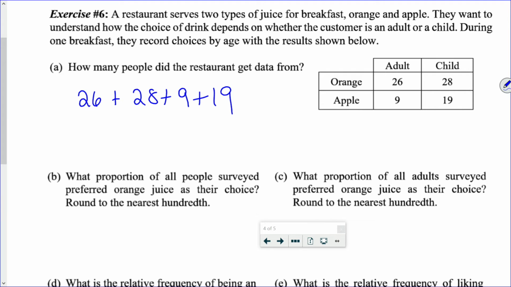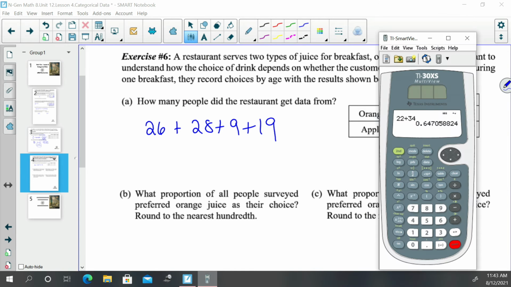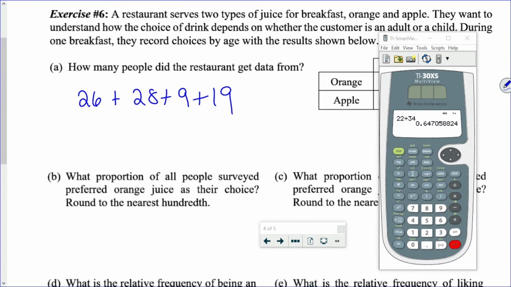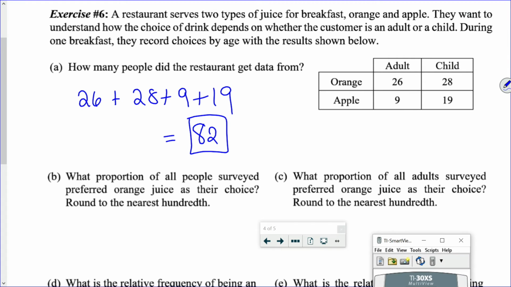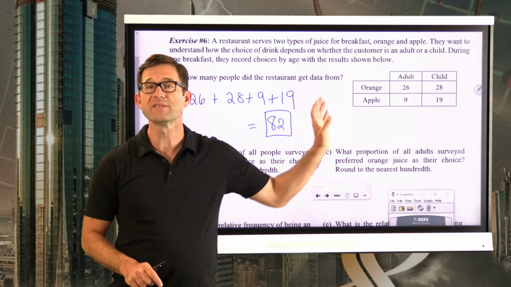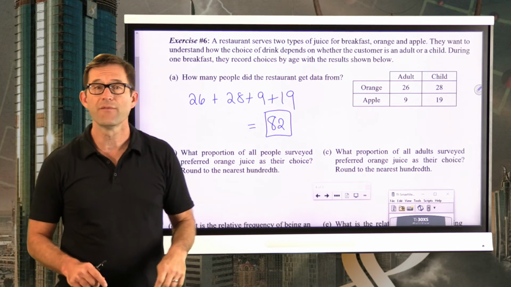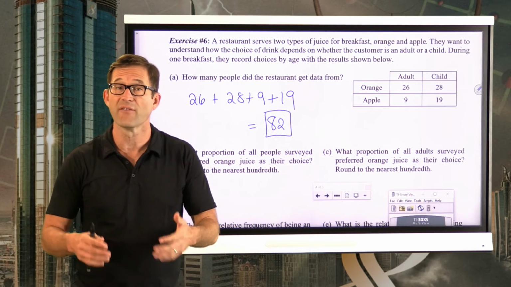Now I've lost my calculator. Gotta bring it back up. There it is. 26 plus 28 plus 9 plus 19. All right, 82 people. Let me move my calculator a bit out of the way. We'll keep it up on the screen. So there were 82 people, and it's important to note that we can always add up all of those numbers to figure out the total, even when they don't give us totals.